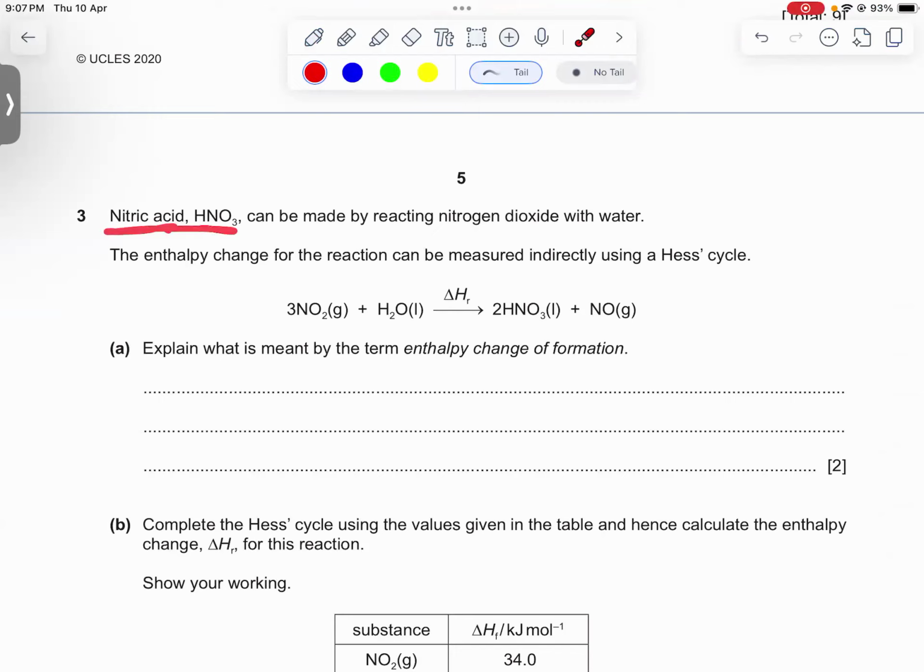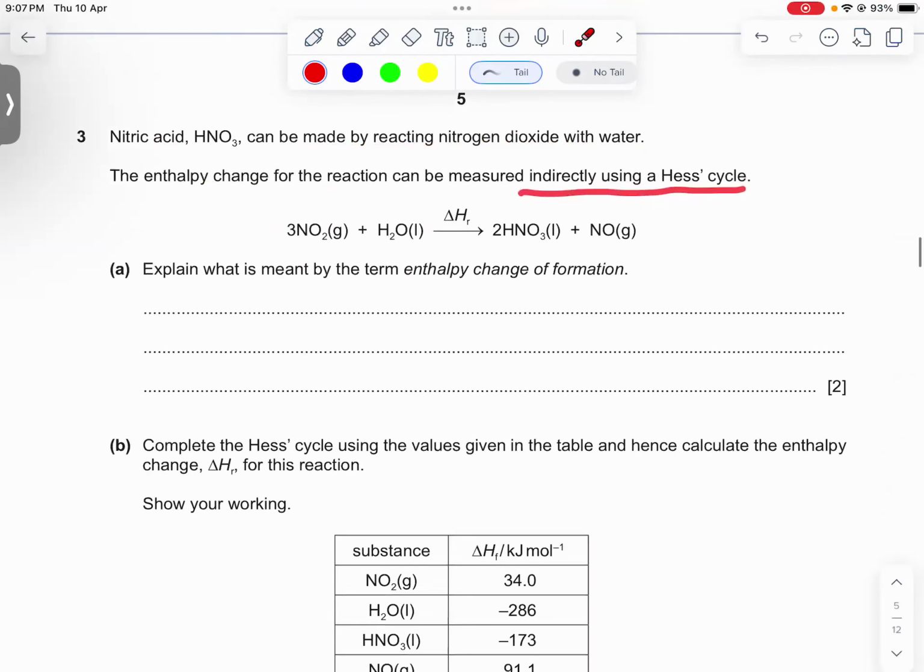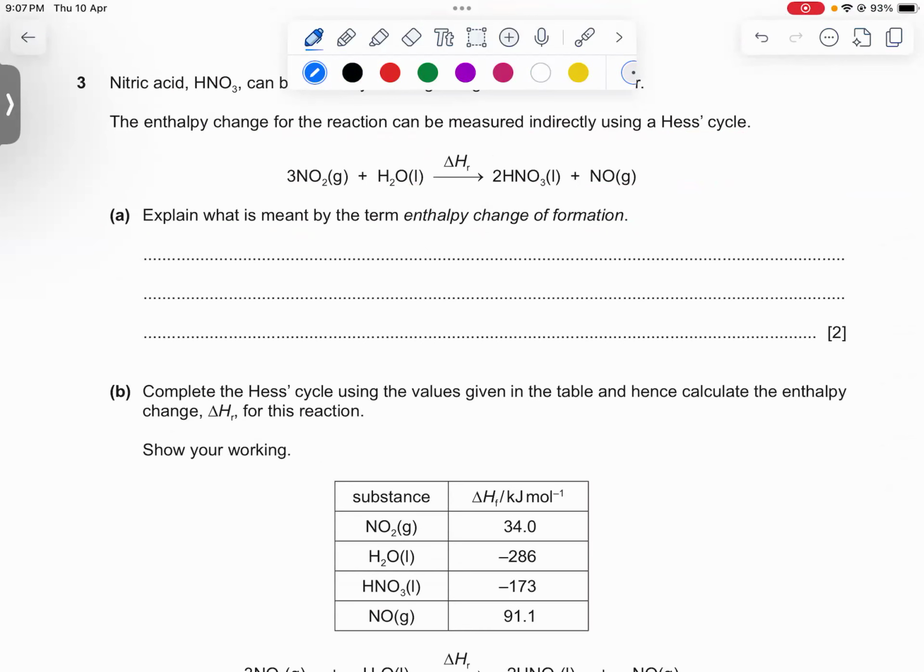Nitric acid HNO3 can be made by reacting nitrogen dioxide with water. The enthalpy change for the reaction can be measured indirectly using Hess's cycle. 3NO2 plus H2O gives 2HNO3 plus NO. Explain what is meant by the term enthalpy change of formation. It would mean the amount of energy produced, or sorry, the word you never use, right? You never use produced or destroyed. It is always released or absorbed. The amount of energy released or absorbed when 1 mole of substance is formed from its elements. That is the absolute definition.